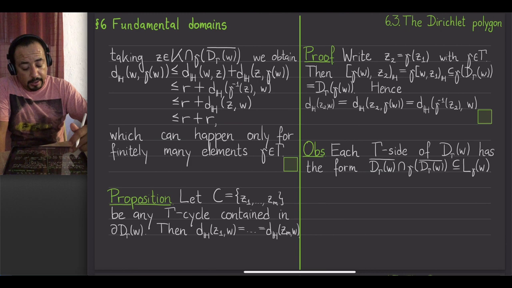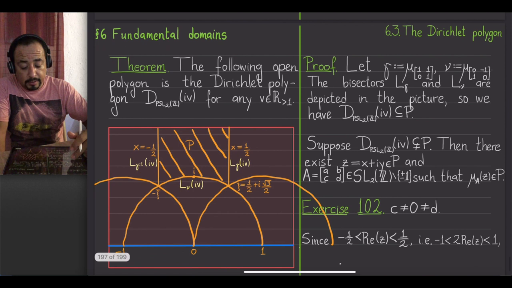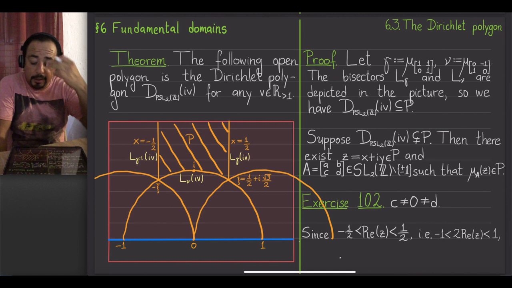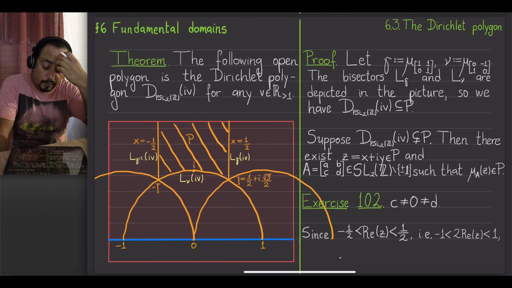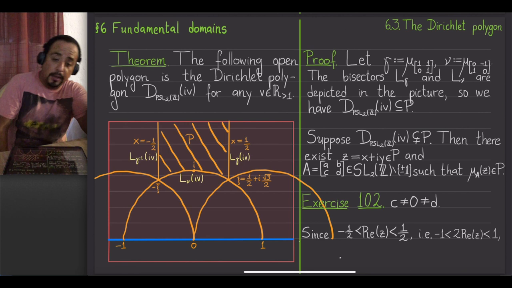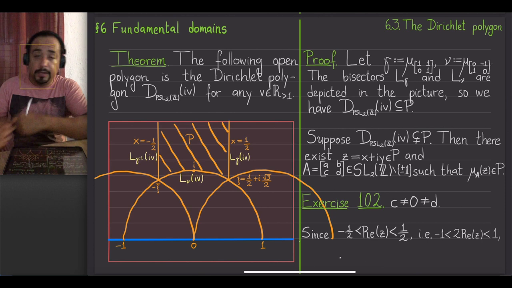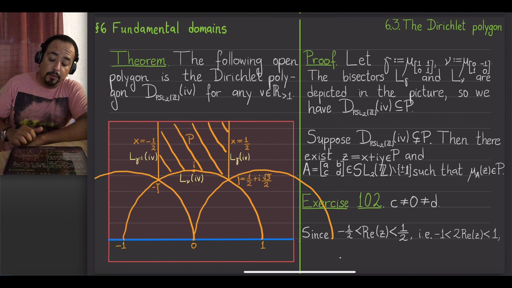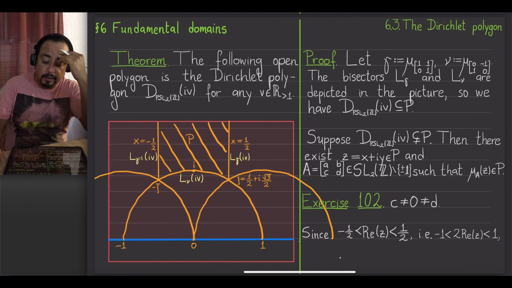And to finish today's class, let's do an example, kind of the classical example, which is the computation of the Dirichlet polygon of PSL2Z with respect to certain points. So PSL2Z is one of the most obvious Fuchsian groups, because SL2Z is certainly a discrete subset of SL2R. So PSL2Z is a discrete subgroup of PSL2R.